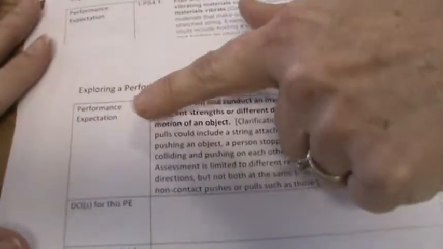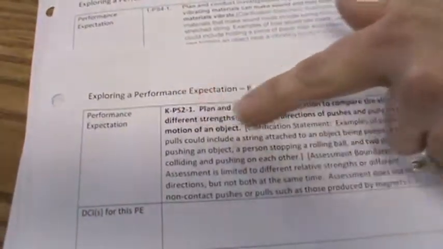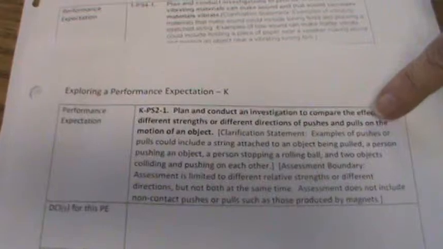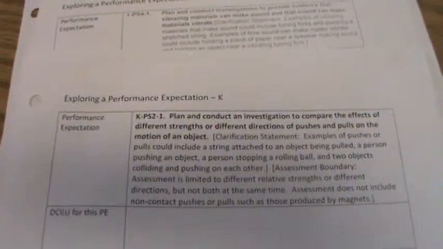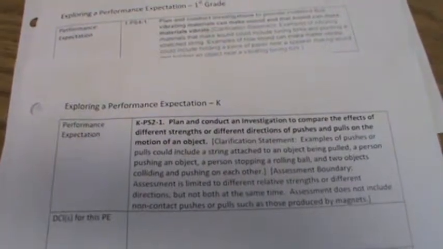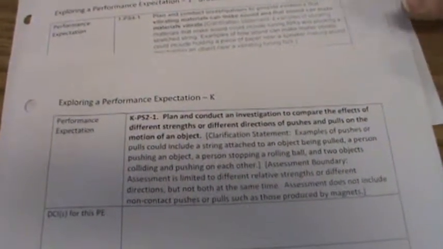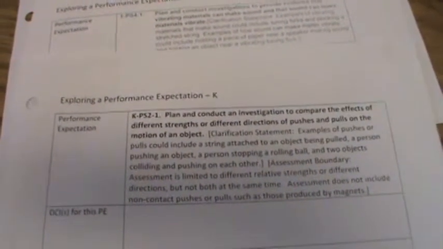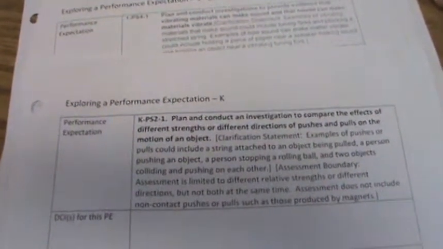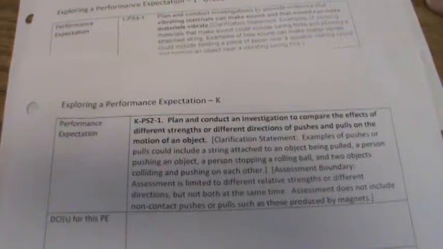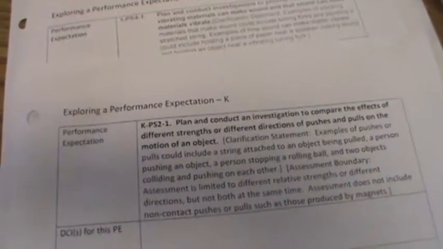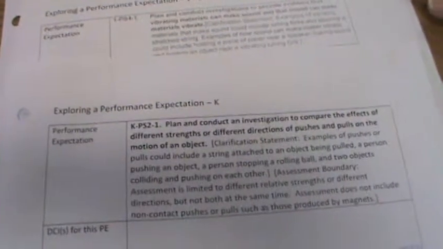If you'll notice, for each grade level, the performance expectation that we're going to be looking at today has already been typed in. The clarification statement and the assessment boundary have also been included. Remember that in your Kentucky Core Academic Standards for Science, the clarification statement would be in red. We have just typed "clarification statement," but in the book it would be in red.